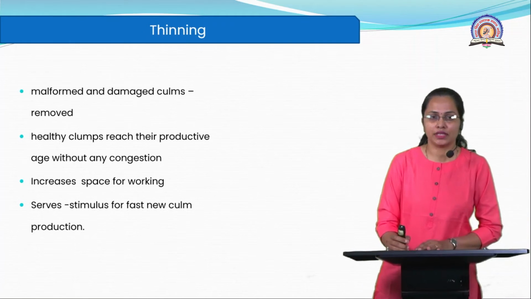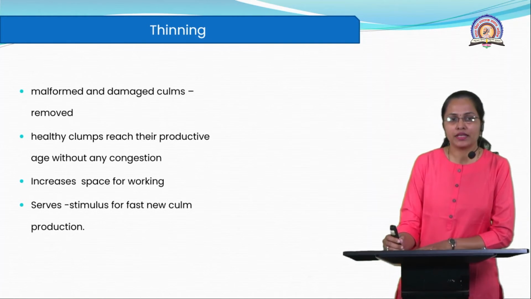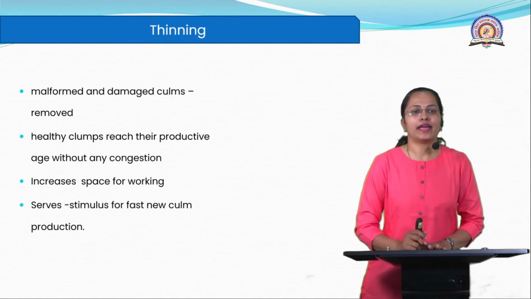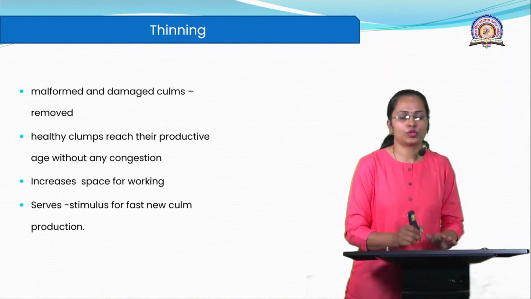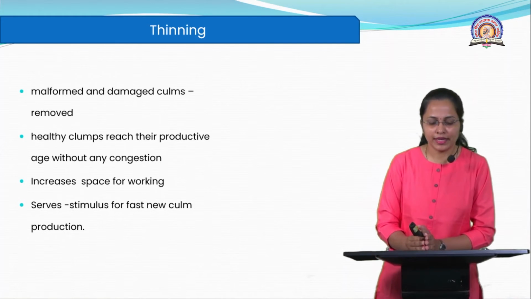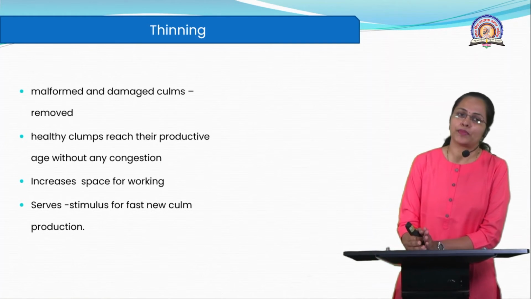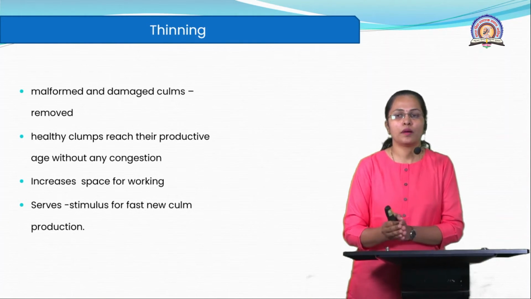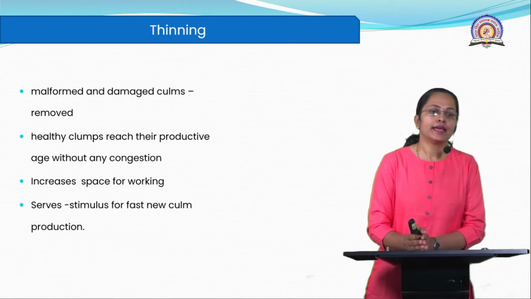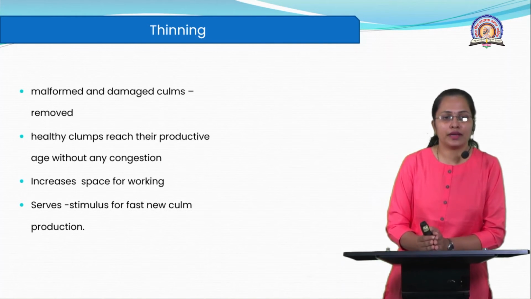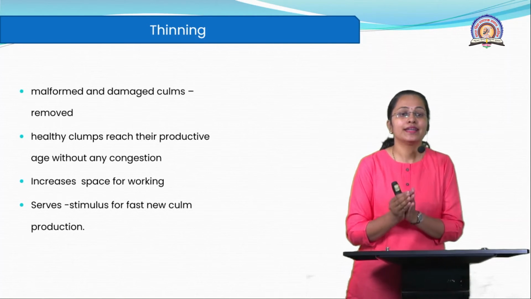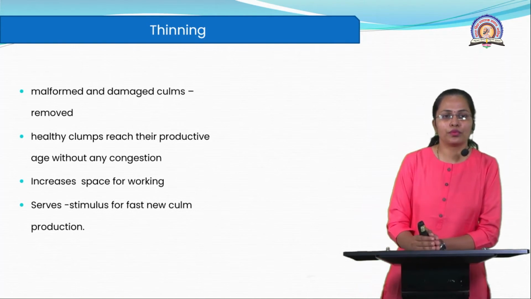The next important thing which should be maintained is the process of thinning. The malformed and damaged clumps of the bamboo should be removed properly and regularly from the soil, from the nursery bed or from the place of bamboo cultivation. The healthy clumps should gain their proper nutrients, and in order to avoid congestion, we have to remove the damaged clumps from our field.